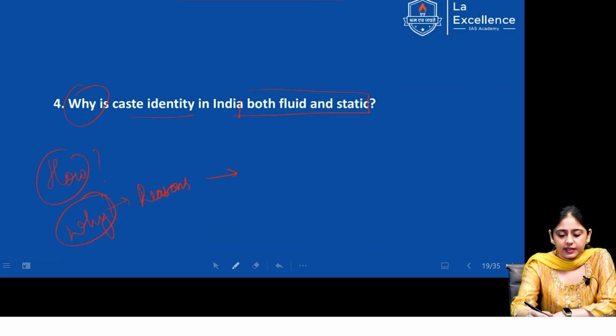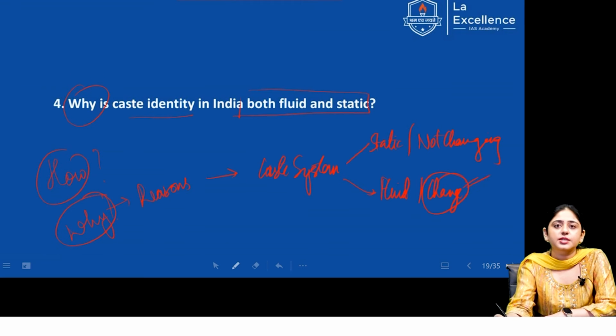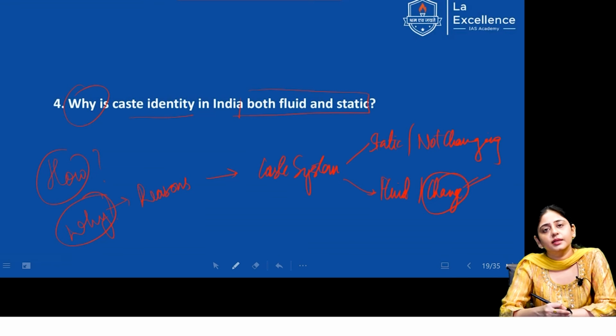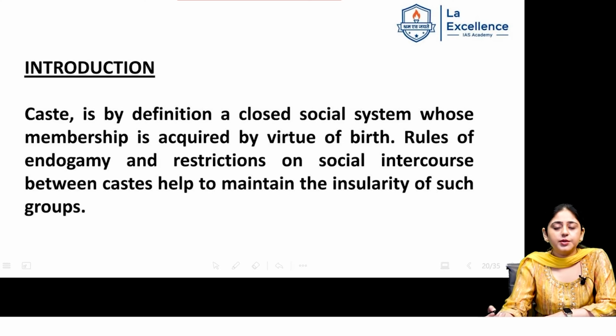which are making the caste system in India static, that is not changing, right? It is rigid, and at the same time it is fluid, which is undergoing a change. Even if a minute change is there, there is some fluidity in this system. So now, how to introduce this answer?